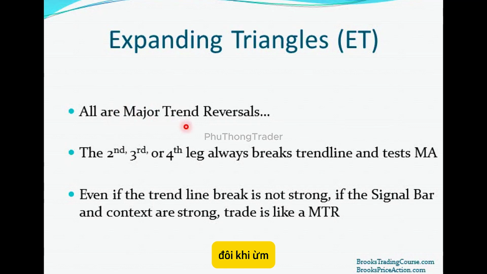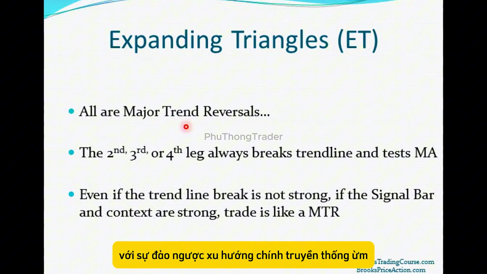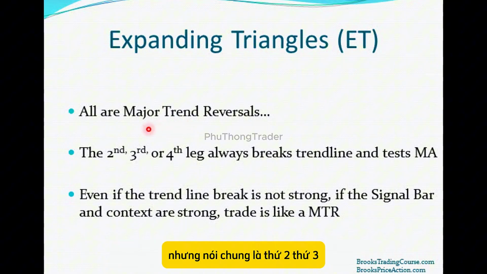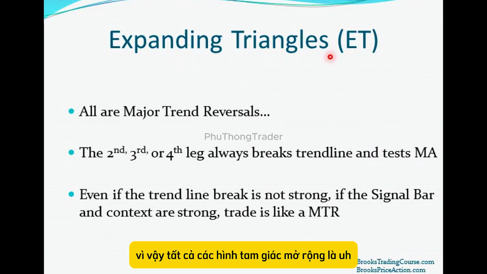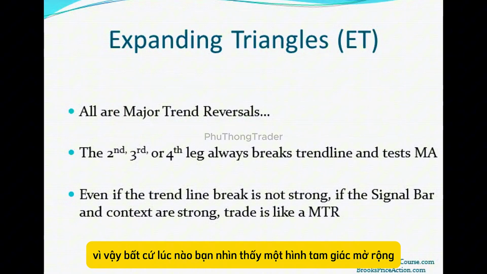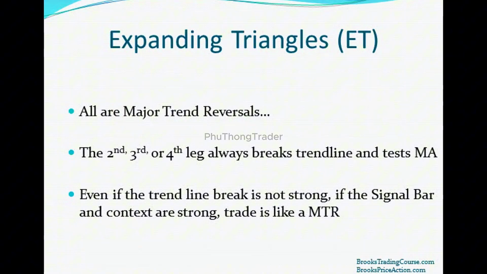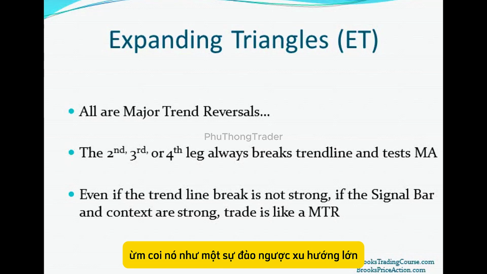Sometimes the legs are not quite as strong as I'd like them to be with traditional major trend reversals. But in general, the second, third, or fourth leg of the triangle always breaks the trend line and comes close to the moving average. And even if it does not, I still treat it like a major trend reversal. So all expanding triangles are variations of major trend reversals. So anytime you see an expanding triangle, treat it like a major trend reversal.